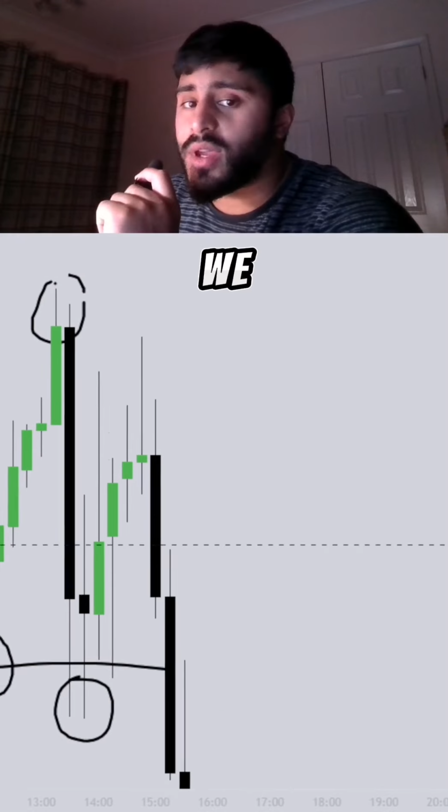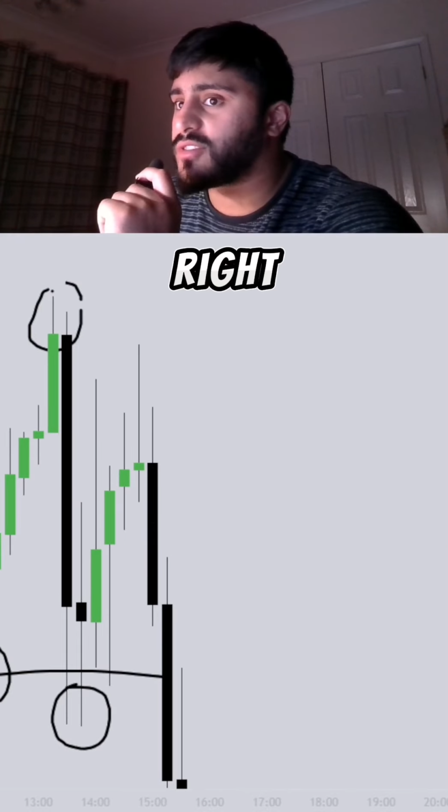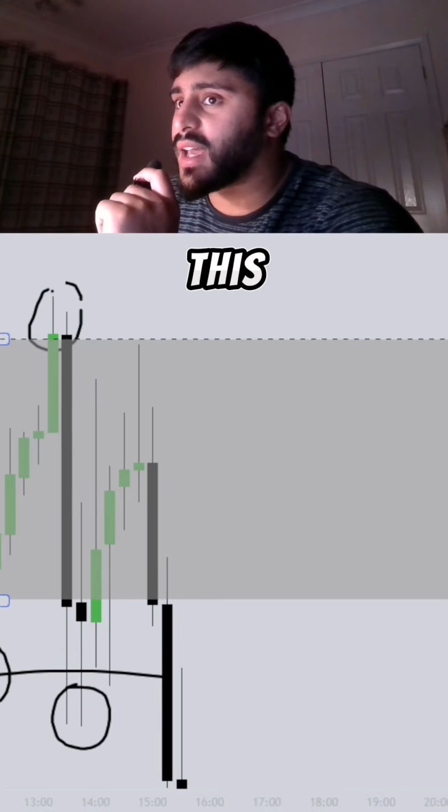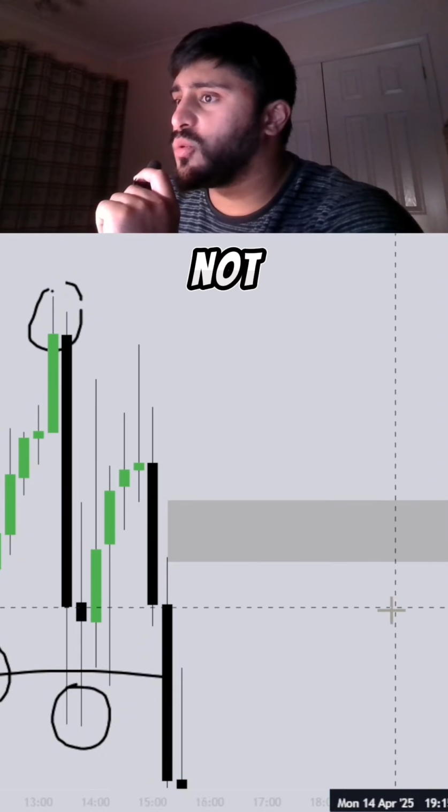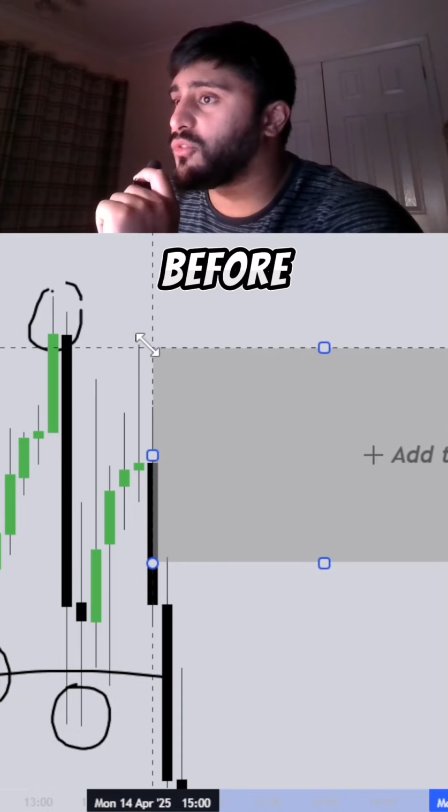And this is what we're looking for. We are looking for a fair value gap over here in this region, right? So our fair value gap itself is going to be this candle, right? So this here is the fair value gap, right? Which I'm labeling in gray. But this is not the order block, right? The order block is the candle before the fair value gap.